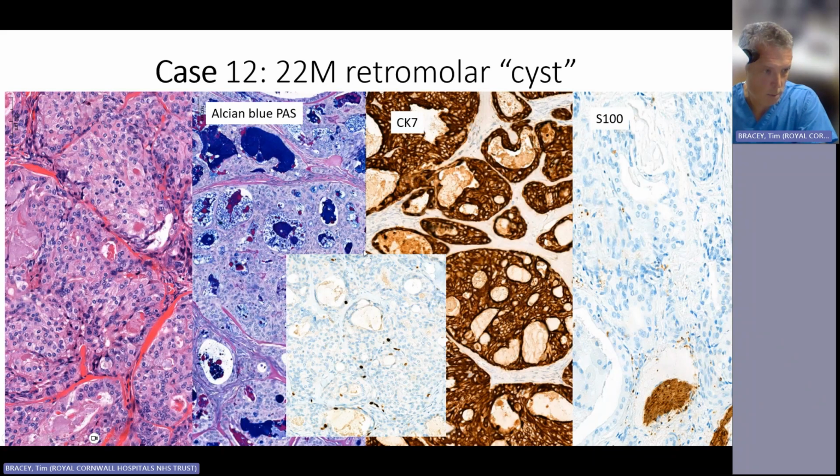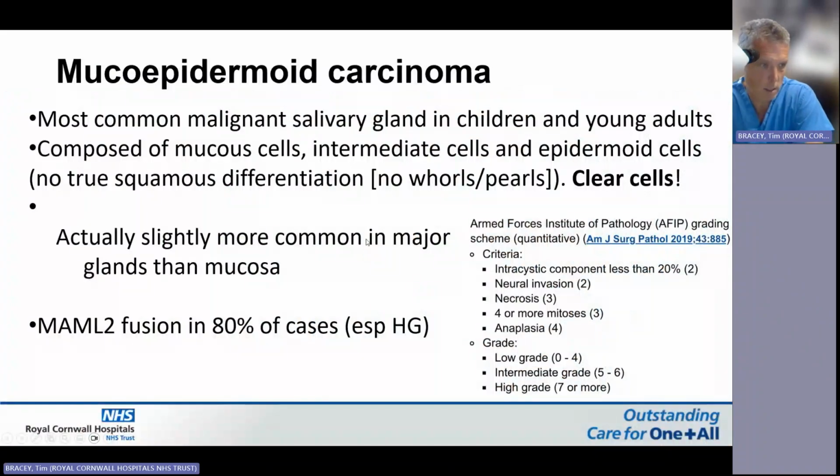And that's the Ki67, which was negligible. So this is a mucoepidermoid carcinoma. It's the most common malignant salivary gland tumor in children and young adults. It's composed of mucus cells, intermediate cells, and epidermoid cells. It doesn't show true squamous differentiation, so there shouldn't be any whorls or pearls, but you can get clear cells.